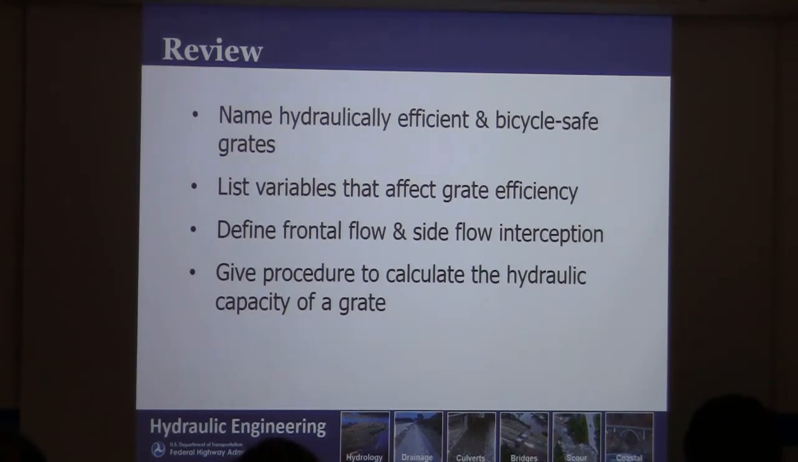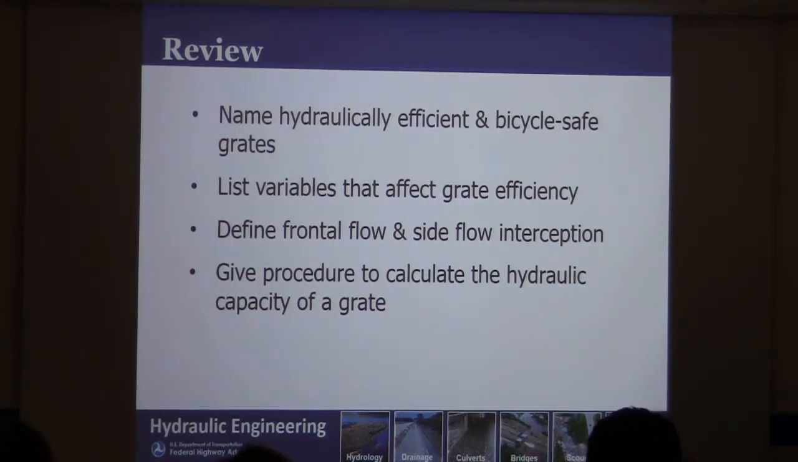And can you give me the procedure to calculate the hydraulic capacity of a grate? Is that Q intercepted equals what? It's efficiency times the total flow. So it's just E times Q. And to find the efficiency, you kind of go backwards and you find your RF and your RS.